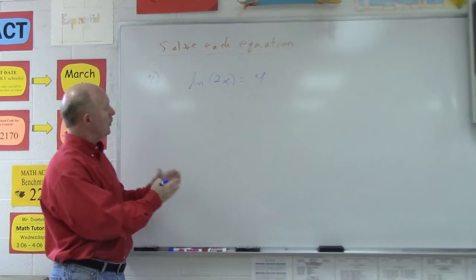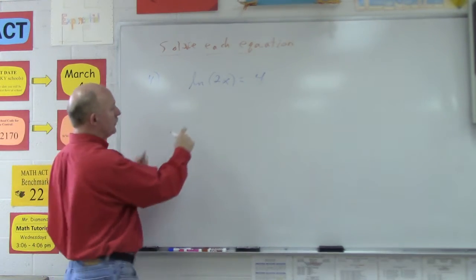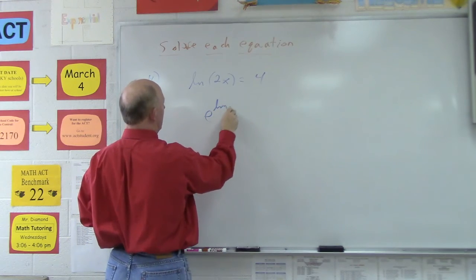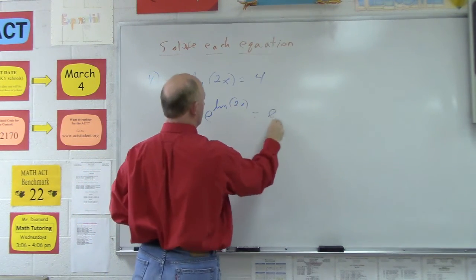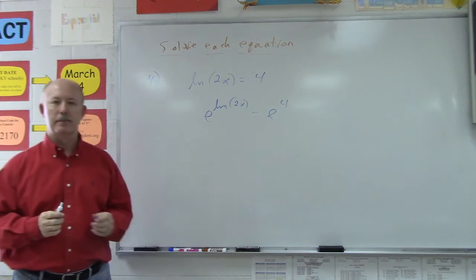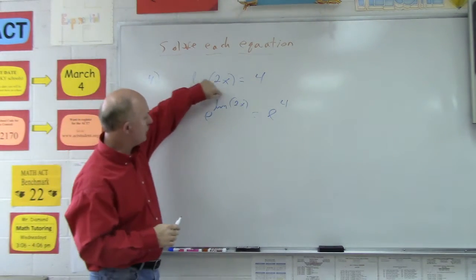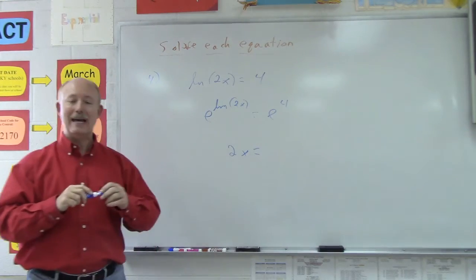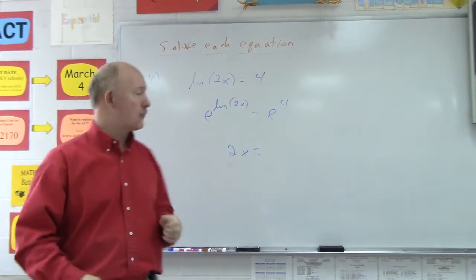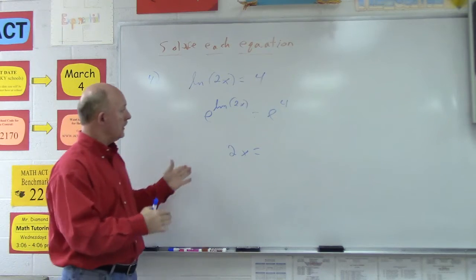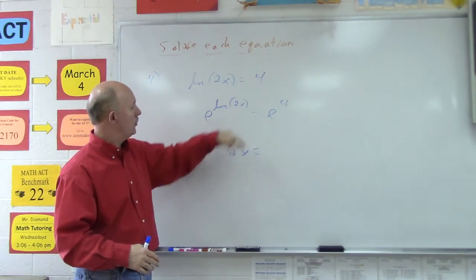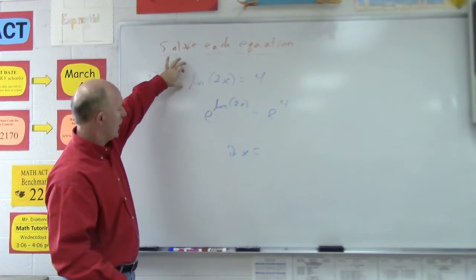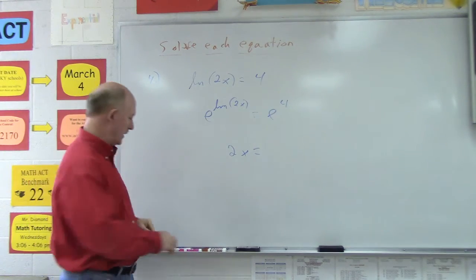Okay, now here's what I'm going to do. To get rid of that natural log, I'm going to rewrite this. I'm going to raise both sides to base e. This will be e to the natural log 2x equals e to the 4th power. Now what happens, e to the natural log 2x, if you remember our inverse property, is just 2x. We can drop the e and natural log. Now notice when I write this as e to the natural log 2x, all we're really doing is converting from the log form of the equation to the exponential form of the equation.